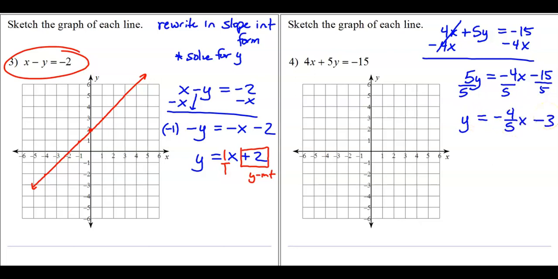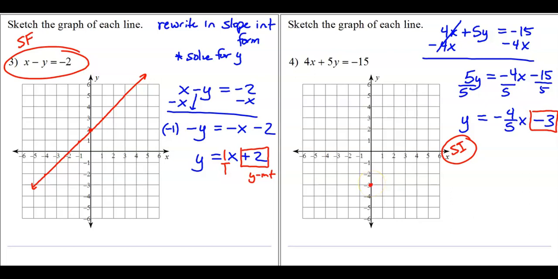So now it's looking in really good shape. Now I'm in slope-intercept form. Sometimes I refer to that as SI, so if you ever see me write SI, I mean slope-intercept form. If I write SF, that's standard form. So in slope-intercept form, I cross at -3.